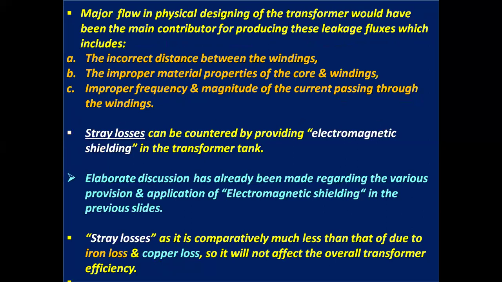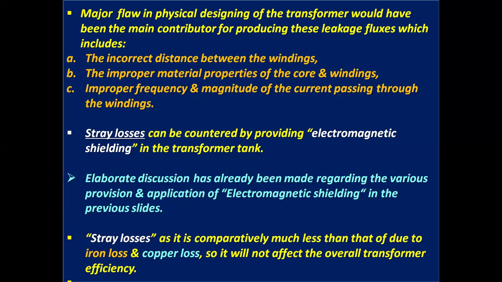A major flaw in the physical design of the transformer is the main contributor to these leakage fluxes, which includes incorrect distance between the windings, improper material properties of the core and windings, and improper frequency and magnitude of the current passing through the windings. These three are the major flaws during physical designing of the transformer.